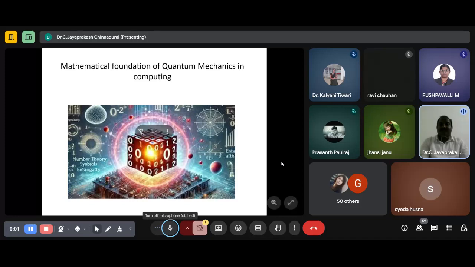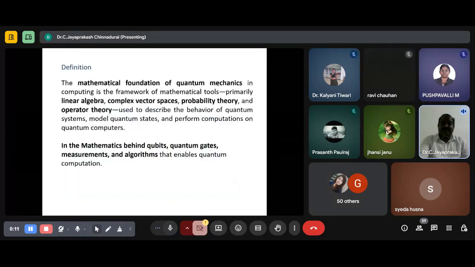Of quantum computing as well as the structure of quantum computing. Here, the next session is the mathematical foundation of quantum mechanics in computing. So here we have a lot of mathematical parts. We'll discuss some of the mathematical terms and some of the algorithms we discussed today.